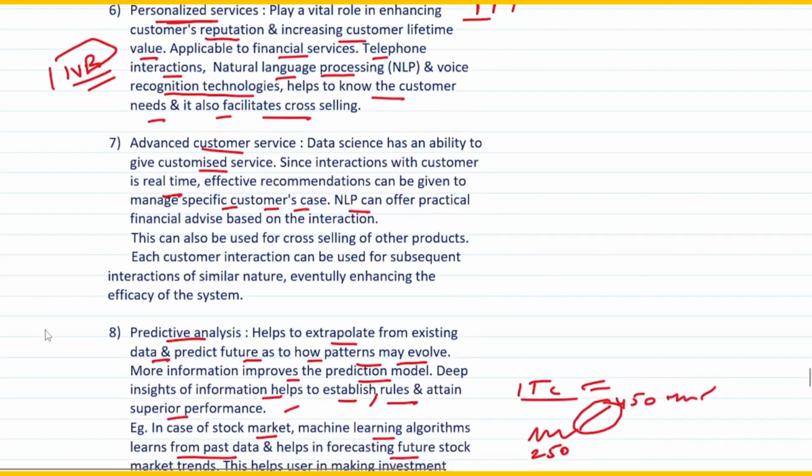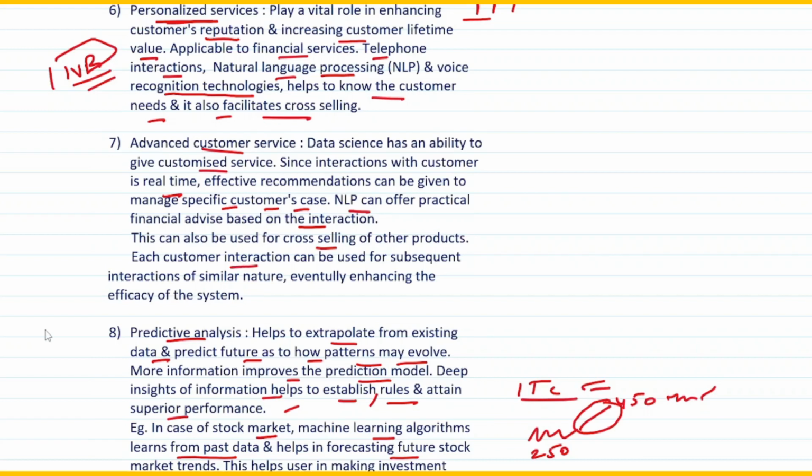Now NLP can offer practical financial advice based on the interaction. So whatever interaction has been there, NLP can code it and then decode it for you. This can be used for cross-selling of other products, right? Everything that we do eventually is to what? Cross-sell and to increase our business and the profitability of the business. So that's what we are supposed to do, right?